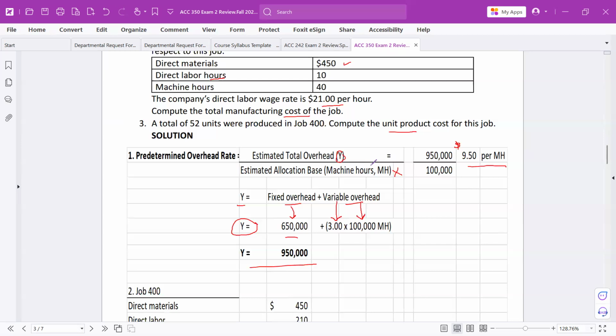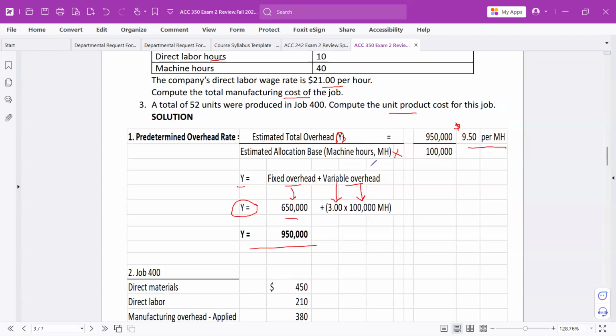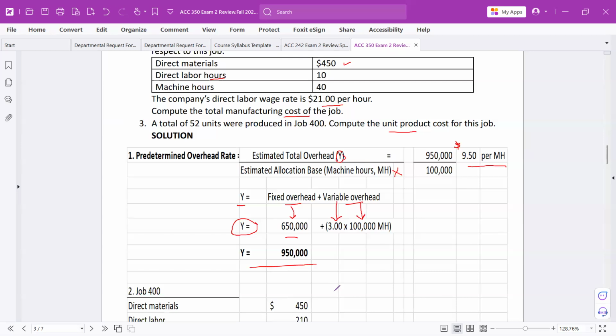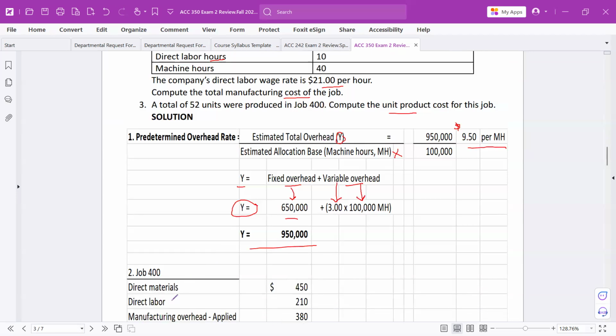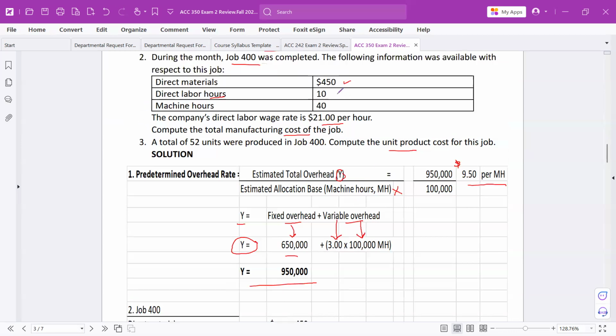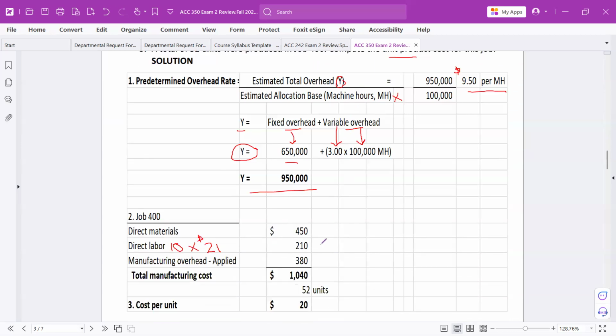So we can figure out the cost of that direct labor, again, because we know they work 10 hours and the wage rate is $21 an hour. So this is going to be the hours, 10 hours times that wage rate of $21. So the cost of the labor, at 10 hours and $21 an hour, labor costs $210. That's where that comes from. Okay. So the materials are given.